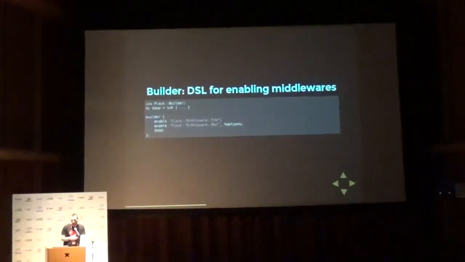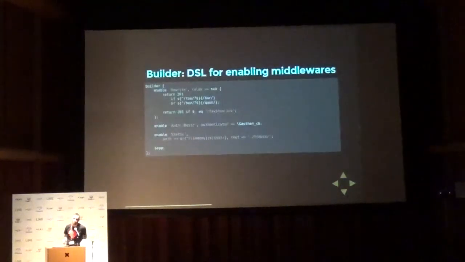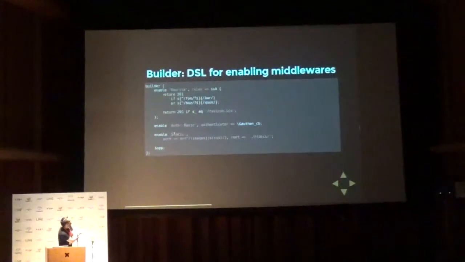This is how we would use the Plack Builder to define middlewares. So we have our app, and then we call builder, and we say enable a middleware. We can also enable middleware with some options if we want. At the end, we will put our app in. This is an example with a few actual middlewares. There's rewrite, and then we provide options on the rewrite rules. Auth Basic, we can provide an authenticator, which is our own function. And static, which will provide static files from the paths that we define from this route. At the end, we have our app.